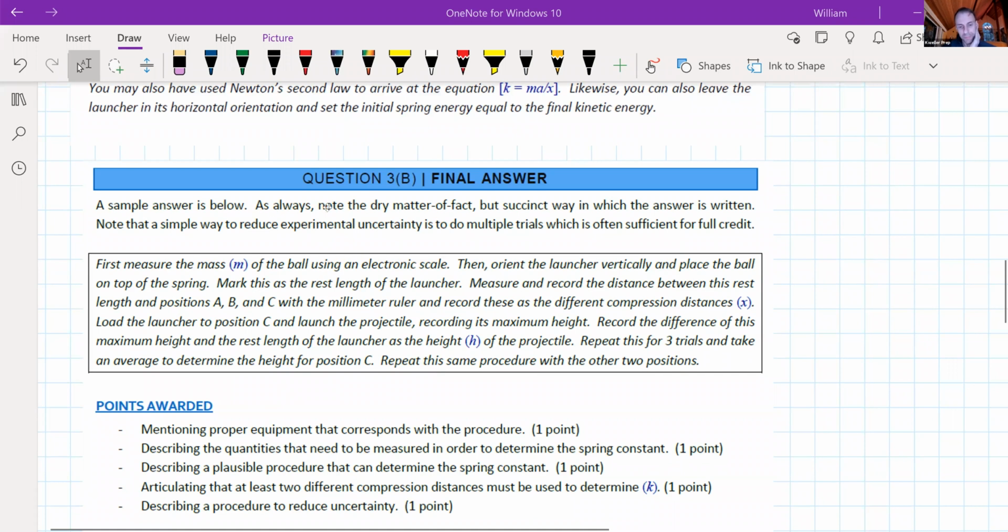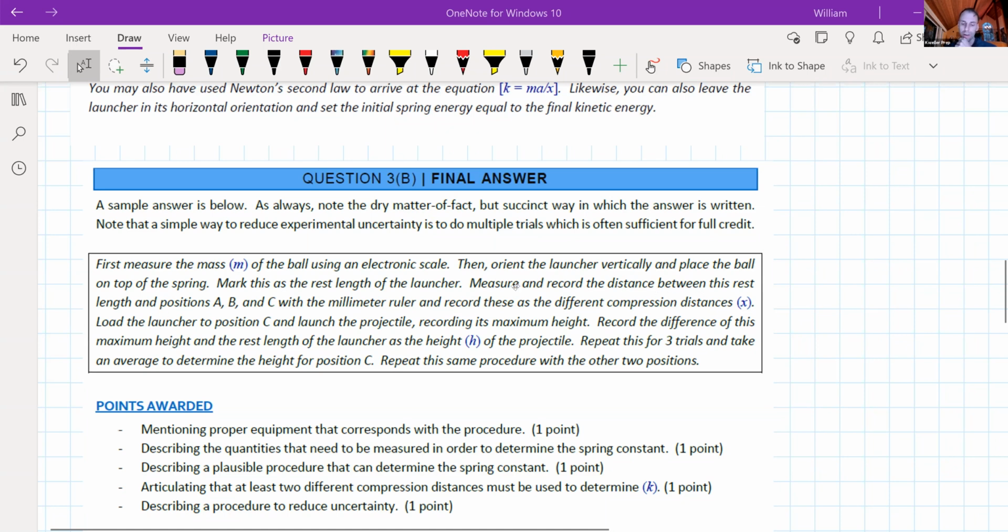So answer in a dry, matter-of-fact, but succinct way. First, measure the mass using an electronic scale. Then orient the launcher vertically and place the ball on top of the spring. Mark this as the rest length of the launcher. This, I think, was even probably unnecessary, but maybe important depending on how they grade it. Measure and record the distance between this rest length and positions A, B, and C with a millimeter ruler, and record these as different compression distances x.